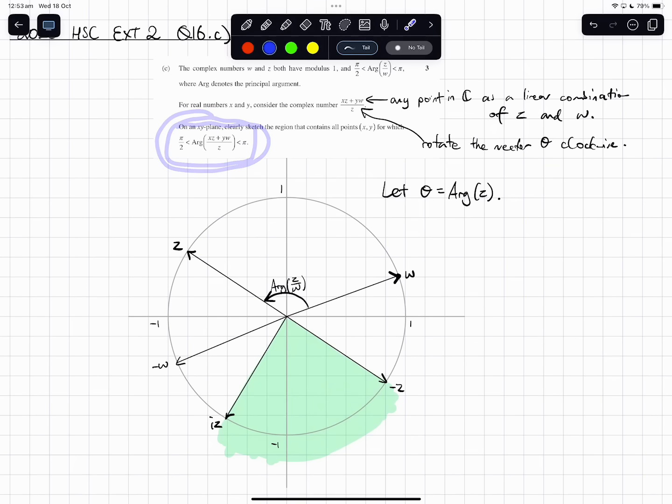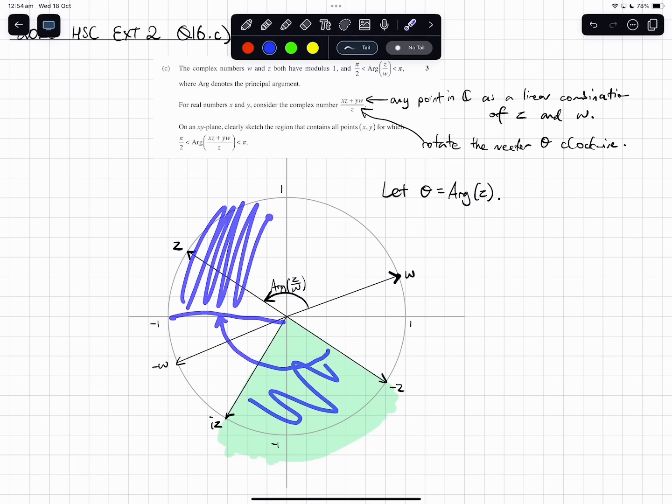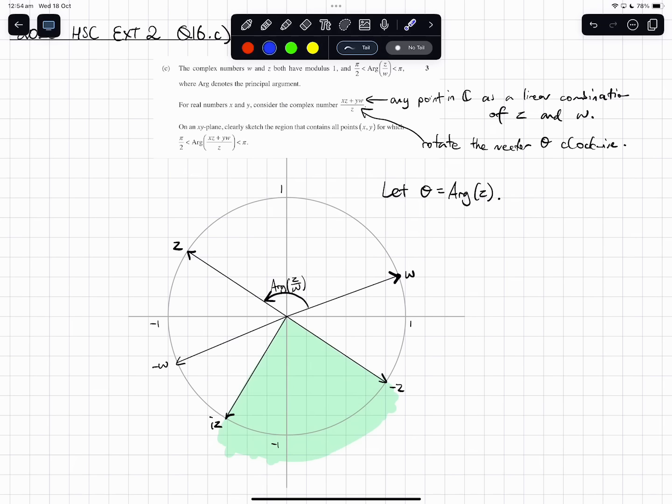So the argument of xz plus yw, remember that means any point on the complex plane, rotate it theta clockwise, it needs to be in the second quadrant, pi on 2 to pi. So if you rotate vectors along this line, theta, you'll end up on this axis. If you rotate vectors here, you always end up on this one. So anything in between will end up in the second quadrant. So that's the main setup of the question.